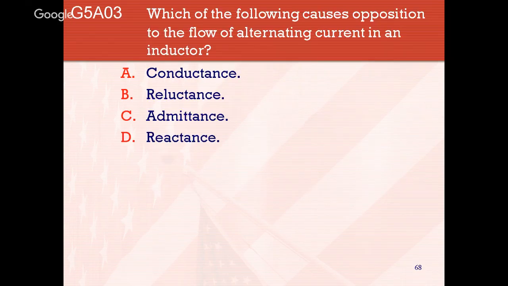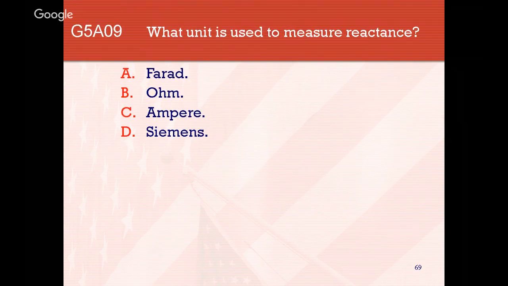So, which of the following causes opposition to the flow of alternating current in an inductor? Very simple answer here. Again, we're talking about alternating current. And when we're talking about alternating current and opposing it, we're not talking about anything else except the reactance, inductive reactance, capacitive reactance in AC circuits.